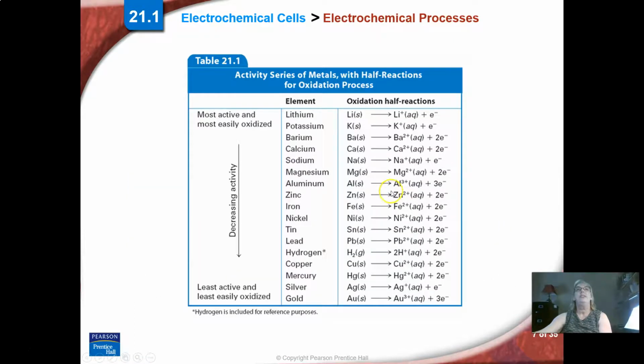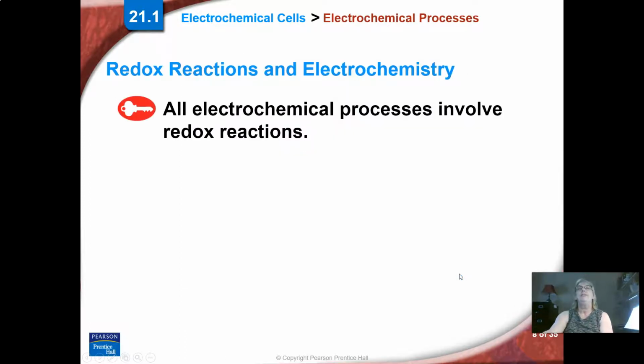So if you look at this chart, zinc is higher up than copper on the chart, so zinc is going to want to do this process. It's going to want to change from solid into a 2+ charge much more readily than copper wants to do that. So zinc is going to be the one who oxidizes, and copper is the one who wants to be reduced. That's called an activity series. So that activity series helps you with that.